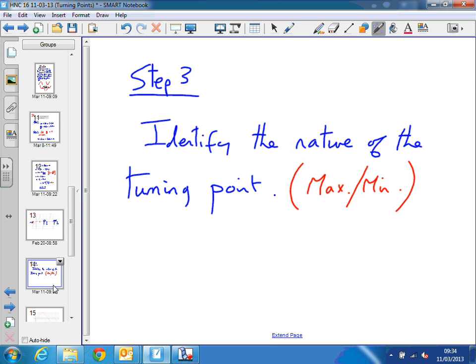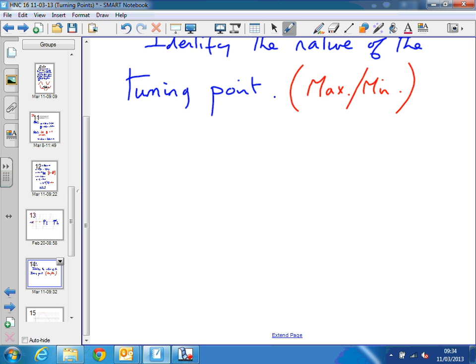So to do this, what we do is we differentiate. To do this, we find the differential, the second differential.